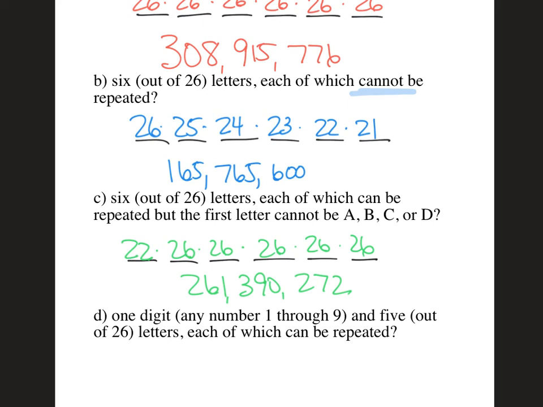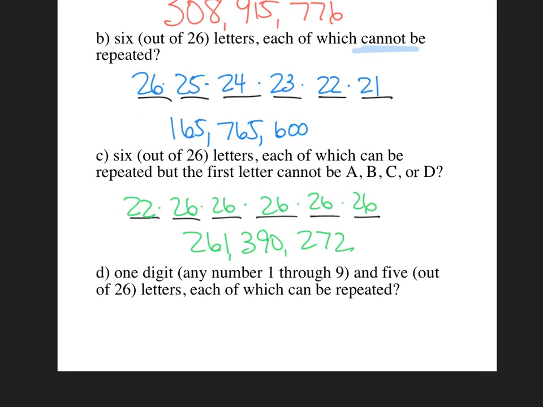And when we do that, we get 261,390,272. And then last but not least, so 1 digit, any number 1 through 9, and 5 out of the 26 letters. Okay, so we still have a 6 blank license plate. Okay, this first blank, and it doesn't matter, I'm just making it the first blank because that's where it fits. So this blank right here is going to be a digit 1 through 9. So 1, 2, 3, 4, 5, 6, 7, 8, 9. There are 9 choices there.